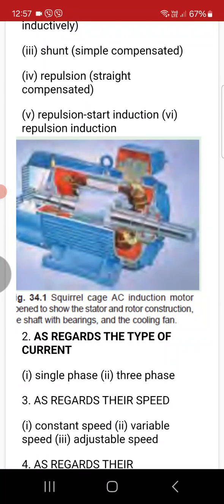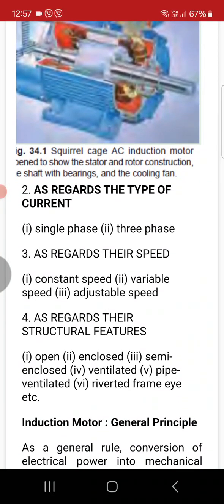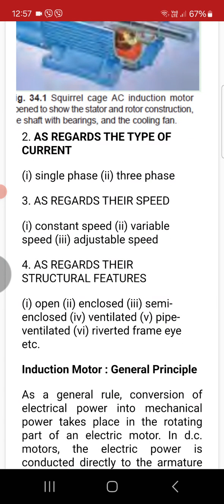In figure 34.1, a squirrel cage AC induction motor is opened to show the stator and the rotor construction, shaft with bearing, and the cooling fan. As regards the type of current, single phase and three phase motors. As regards their speed, constant speed, variable speed and adjustable speed. As regards their structural features, open, enclosed, semi-enclosed, ventilated, pipe ventilated, riveted frame, etc.